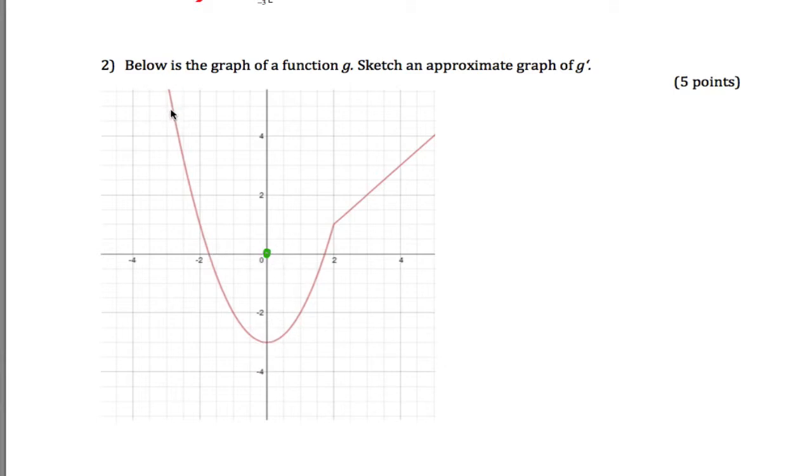To the left here, this thing is going down. It's going down pretty fast, and then it starts going down slower and slower and slower until it gets to 0. But the point is it's going down all throughout here, which means the height of the derivative better be a negative number all throughout here. It's steepest here, so it's the most negative here.